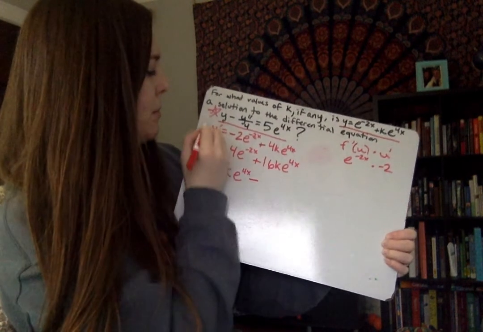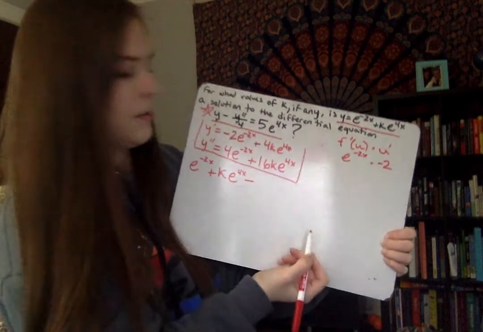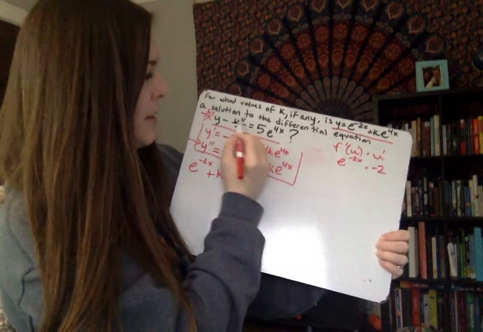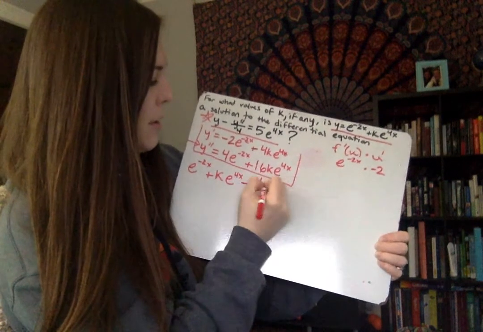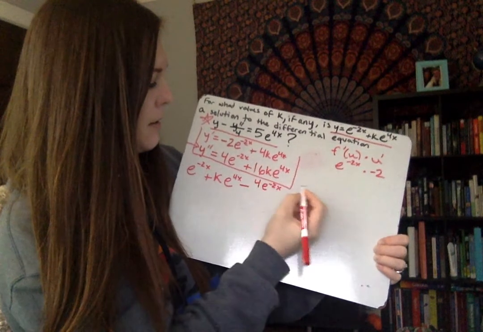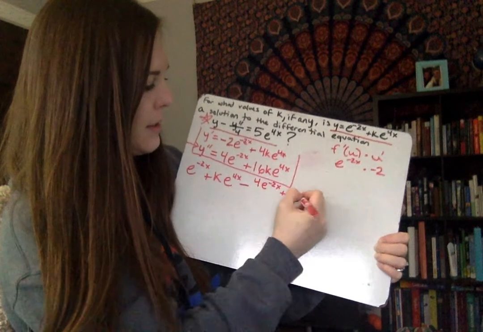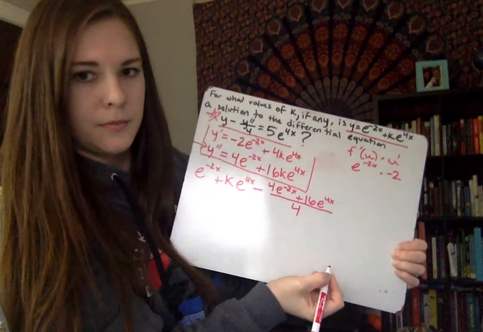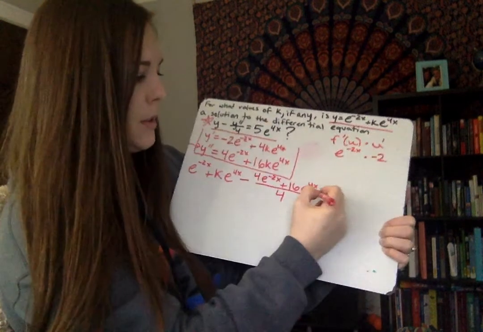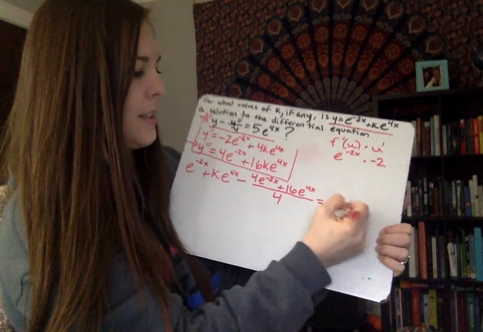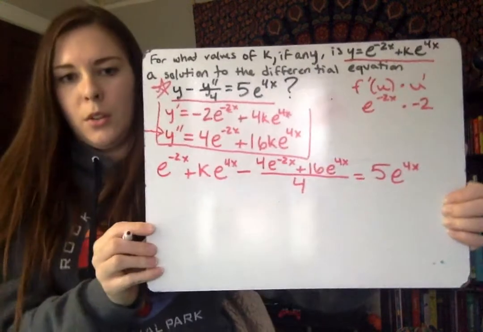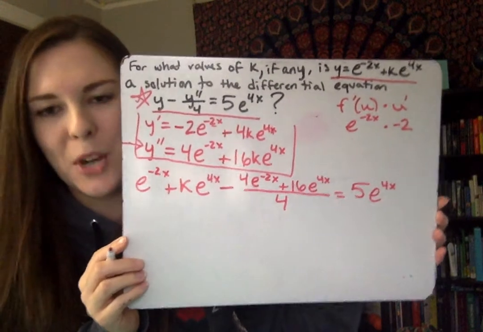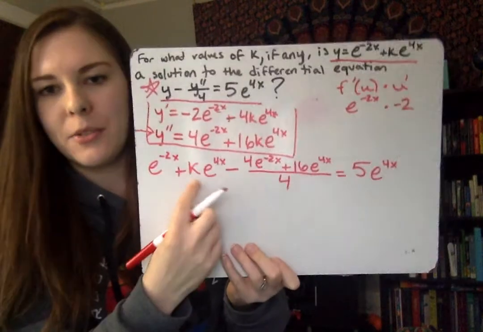Minus my y double prime, and I'm going to kind of box these off so we aren't tempted to solve or do anything weird with them. We're going to use this one. Minus y double prime, so 4e to the negative 2x plus 16k e to the 4x, all divided by 4, equals 5e to the 4x. Whew. Okay, so hopefully you guys are with me. If you have gotten lost, forgotten what we're trying to even do here, we're trying to figure out what this k value needs to be.